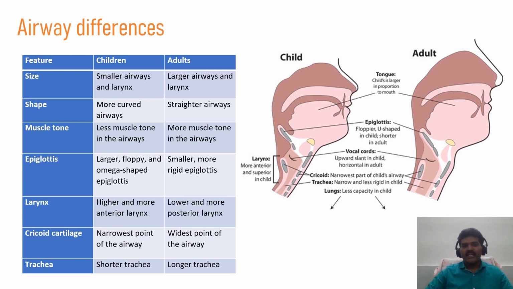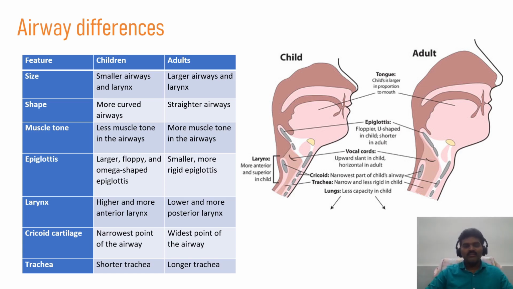Whenever performing an intubation or direct laryngoscopy in pediatrics, you are supposed to include the epiglottis into the blade, whereas in adults, you are going to put the tip of the blade at the base of the epiglottis and lift it up to expose the vocal cords.